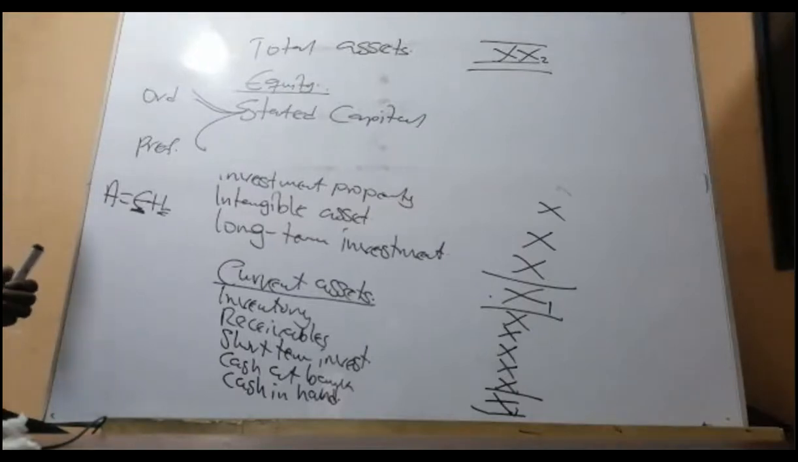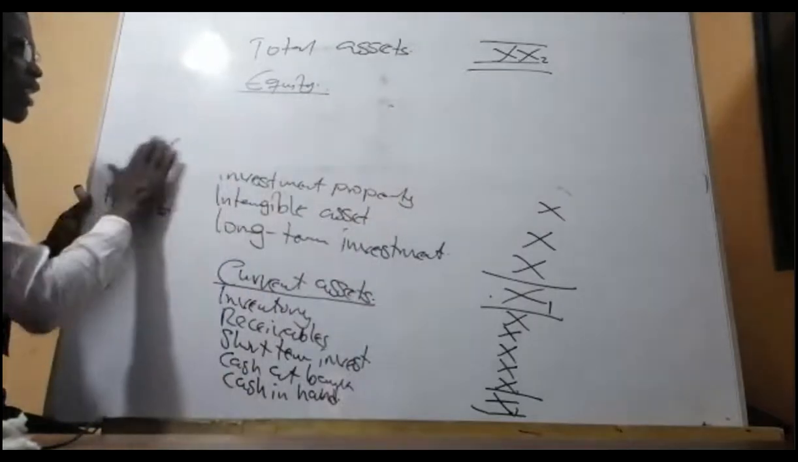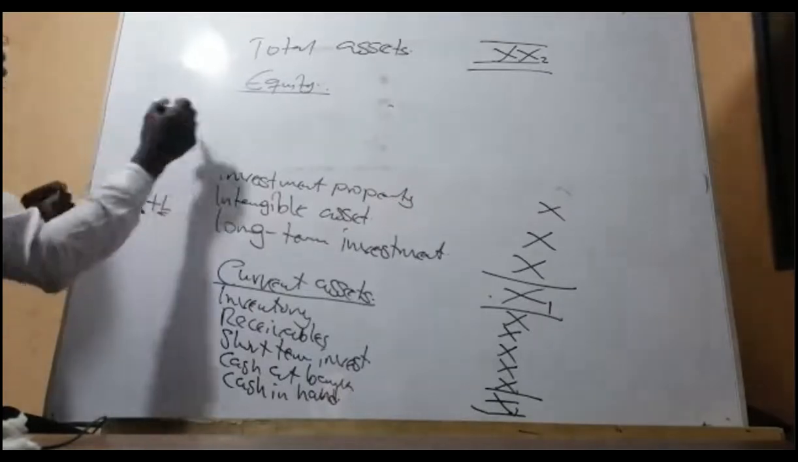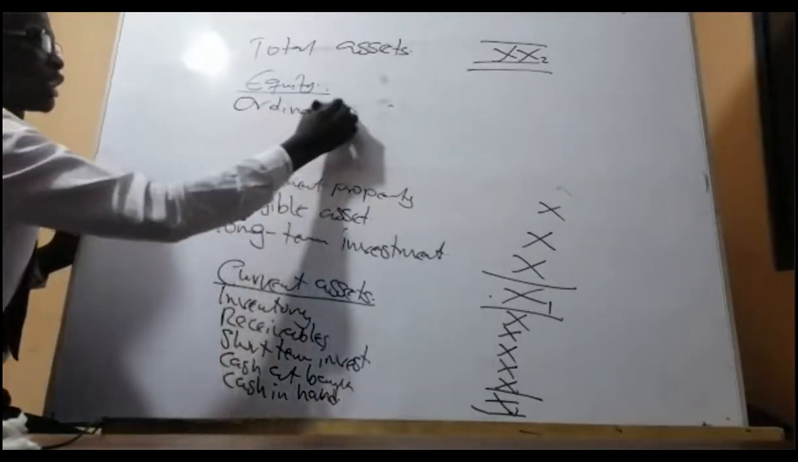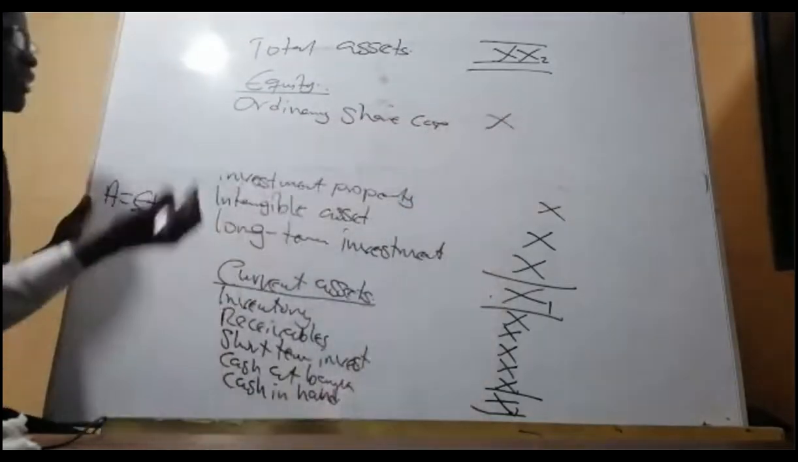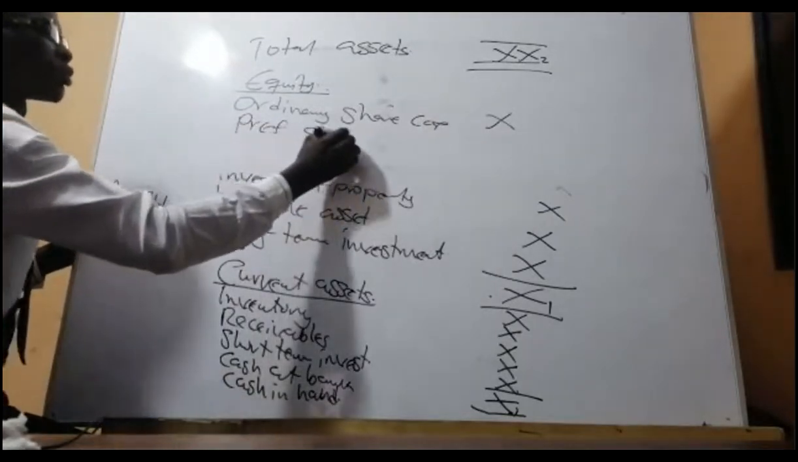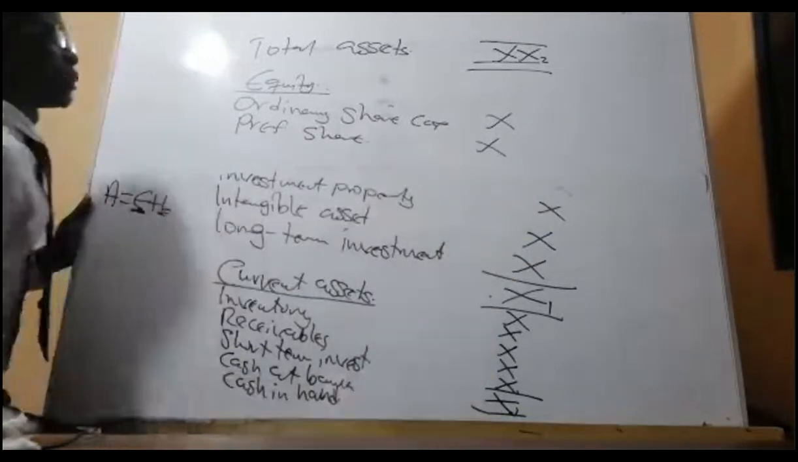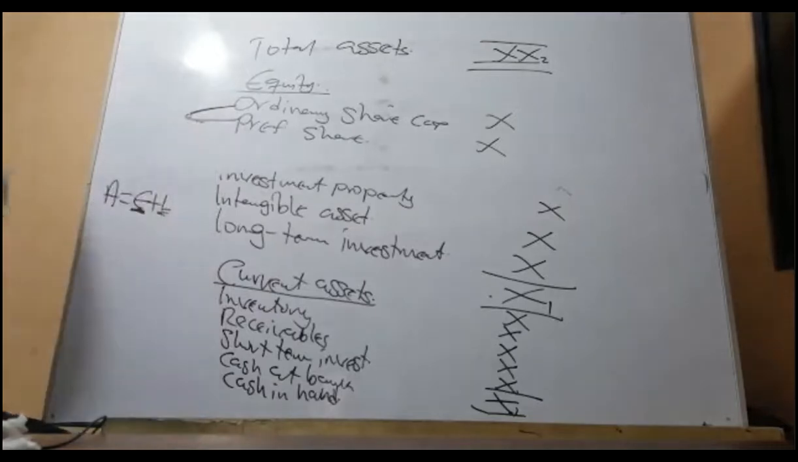So in short, if you don't see stated capital there, then the examiner has to give us any of these two. So ordinary share capital, then you bring it. If there's preference shares, why not? You bring it. These two together are called stated capital. So anyhow the examiner stated, that's the same way you have to do it.